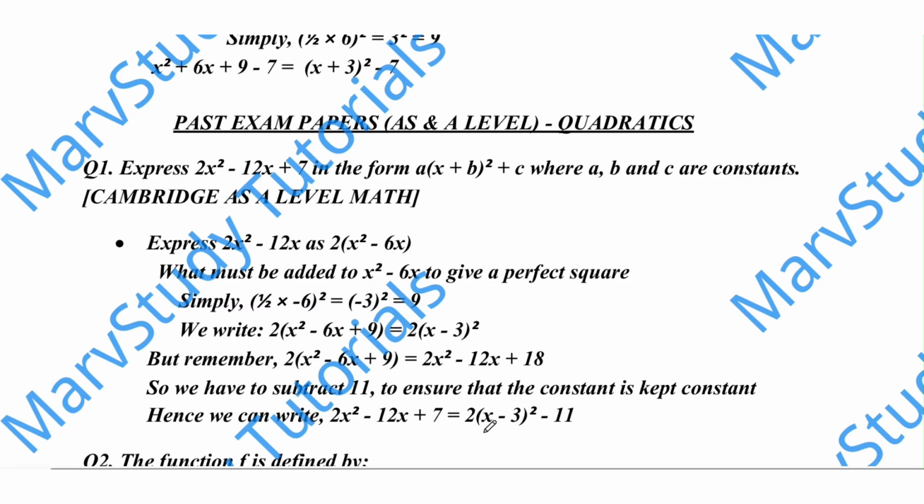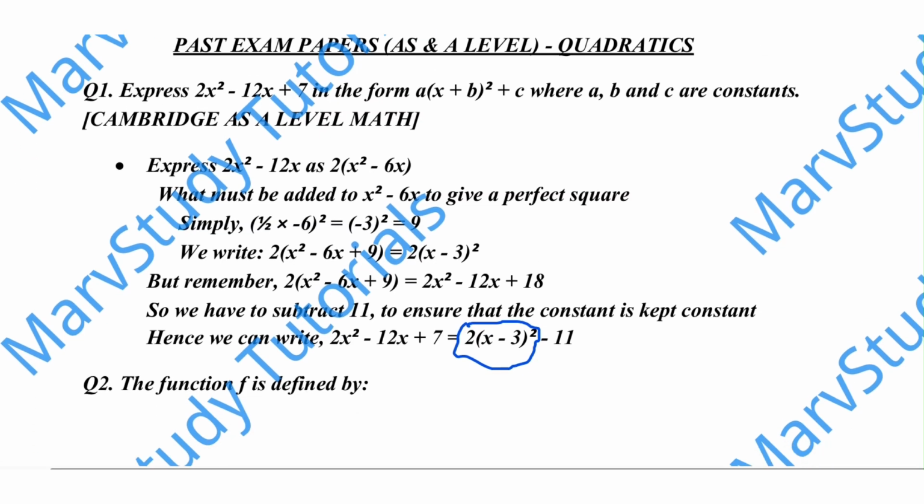So we'll not write it as 2 bracket x negative 3 all squared, because when you factorize x squared negative 6x plus 9, we're going to have x negative 3 all squared. Then you add your what? Negative 11, because by the time you expand all this, you're going to get 2x squared negative 12x plus 18, and then negative 11. When I minus 11, 18 negative 11 is going to give you the plus 7. I hope you get that.